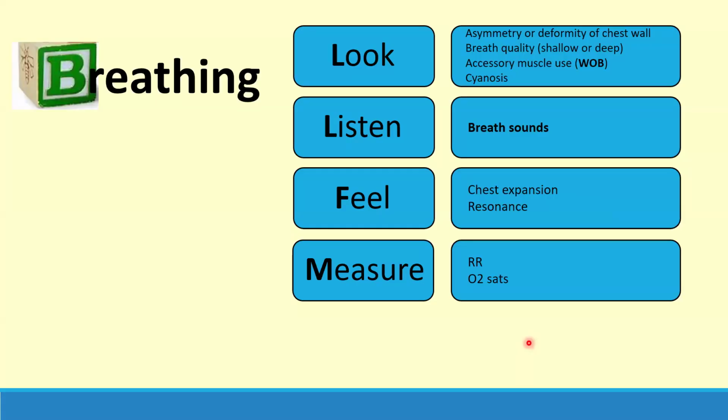And SATs tend to draw your attention because they're on the screen or on the monitor, and they tend to be flashing or alarming.